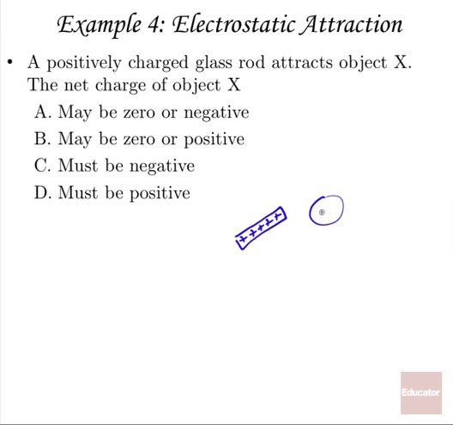Well, if it's a conductor and it's a neutral object, some of the electrons in the object will want to hang out over near the positive charge. It remains electrically neutral, but because you have a negative closer to the positive than the positive is to the positive, you have a net attractive force, so you can actually attract neutral objects.